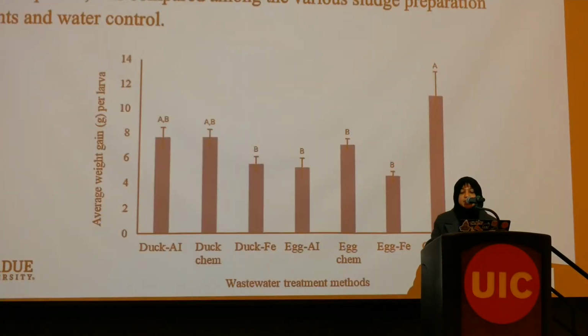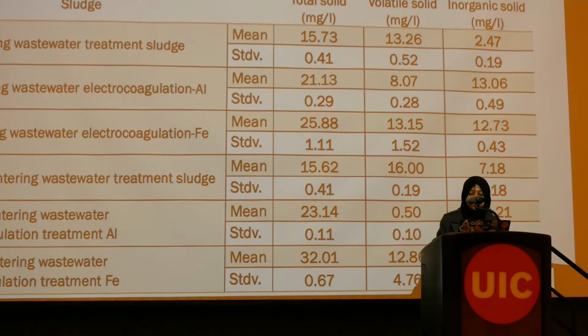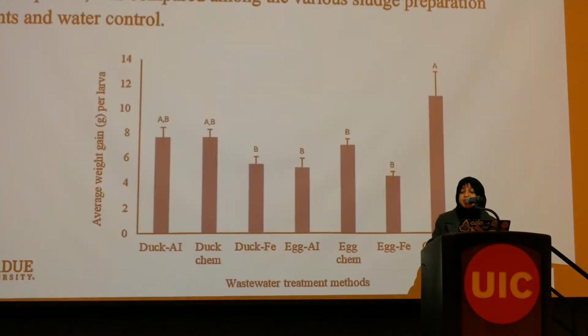So this slurry had significantly better growth at low cost compared to the control.